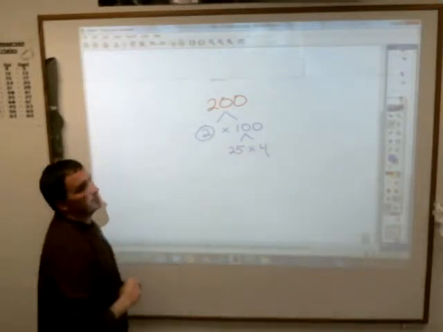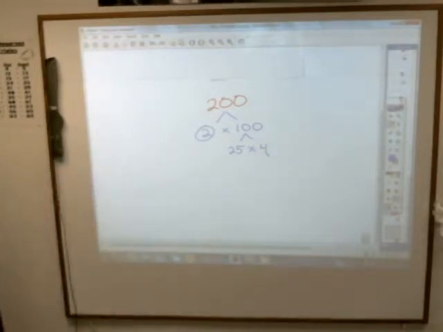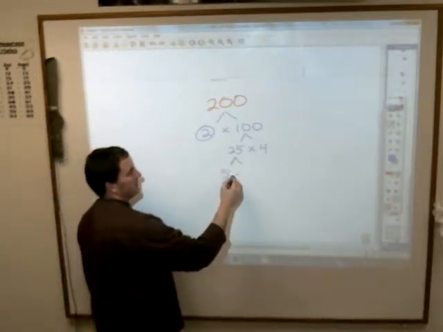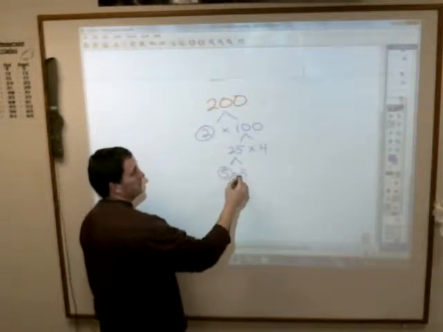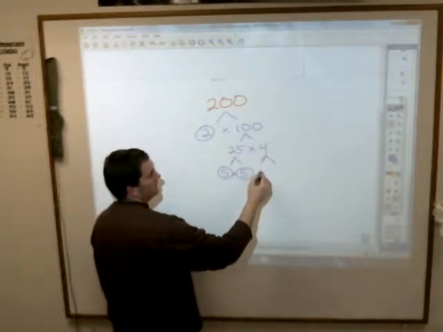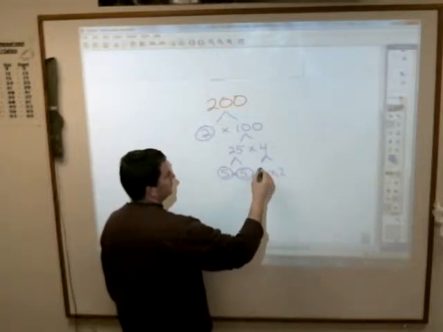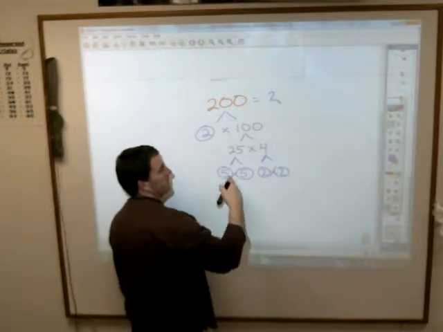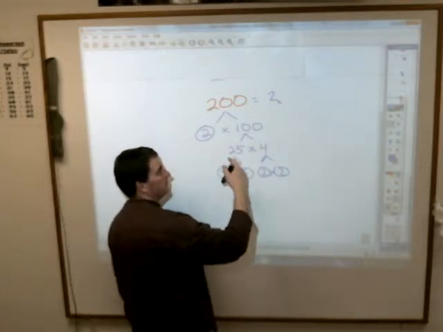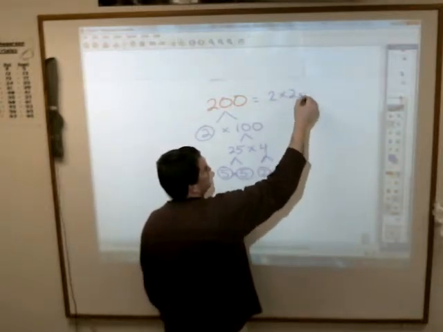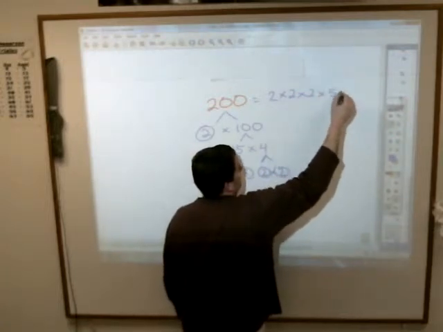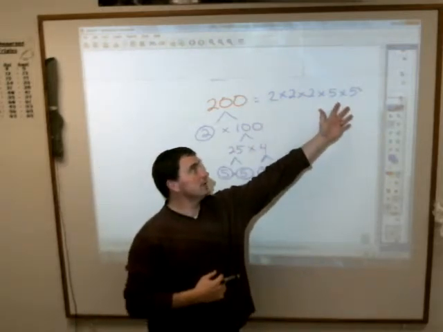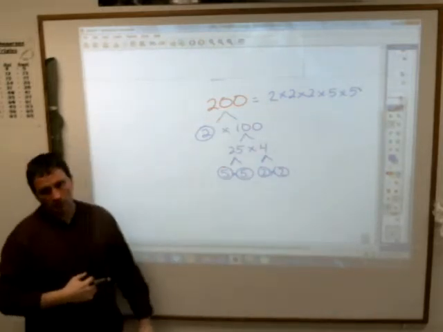Neither one of those are prime, so you can't stop. You have to break both of those down again. 25 breaks into, you don't have any options here, it's just 5 times 5, of which both of those are prime. 4 breaks down into 2 times 2, and both of those are prime. So your answer to 200 is how many 2's? That's why it's a good idea to circle, because you might get lost if you don't. 2 times 2 times 2 times 5 times 5. I can guarantee you, if you remultiplied all of these 5 numbers together, you will get 200.